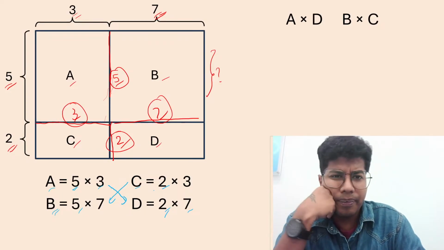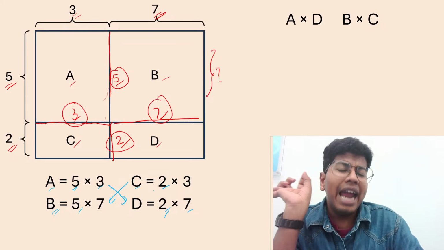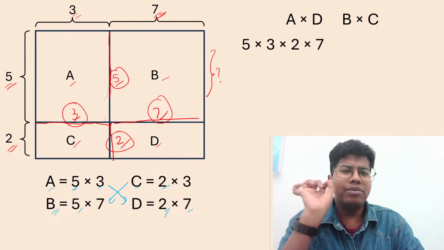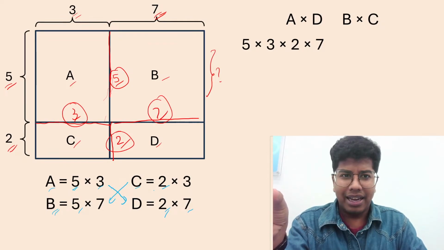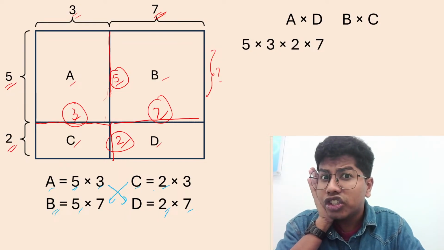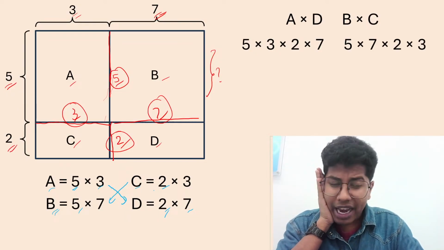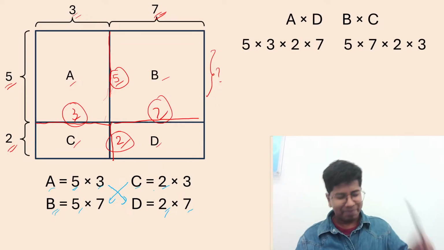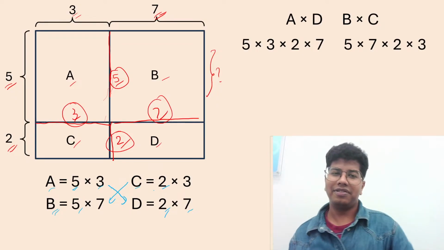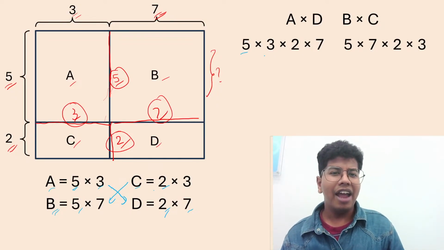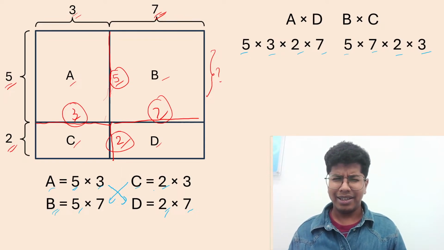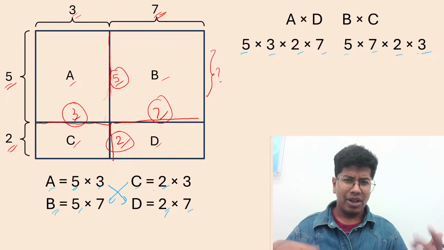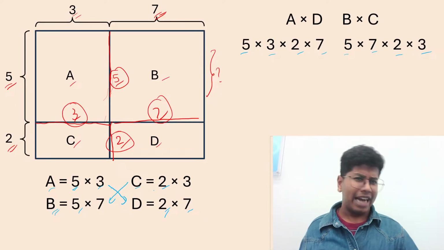Let's just have a try. If we multiply A and D, we get 5 times 3, which is A, and 2 times 7, which is D. And B times C: B is 5 times 7, and C is 2 times 3. I want you to observe. See, 5, 3, 2, 7. And 5, 7, 2, 3. There are numbers on the left side and on the right side.